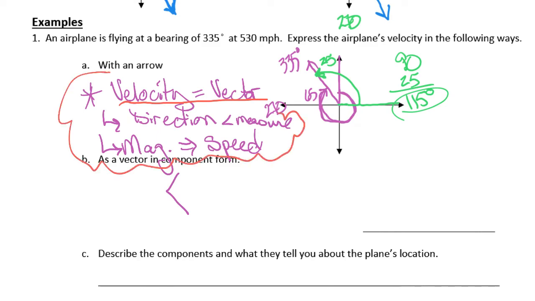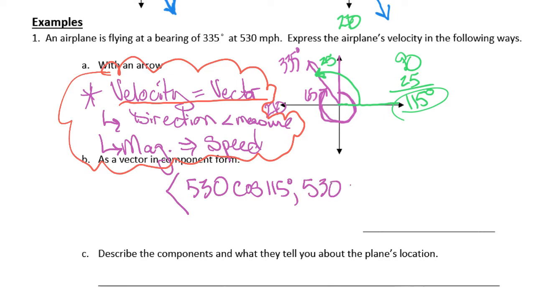Okay, this is kind of key to what we're doing, so please make sure that you jot that down. I need the magnitude, which is the speed, 530 miles per hour, times cosine of my angle measure, which we found to be 115 degrees. And then my y direction is going to be 530 times the sine of 115 degrees.